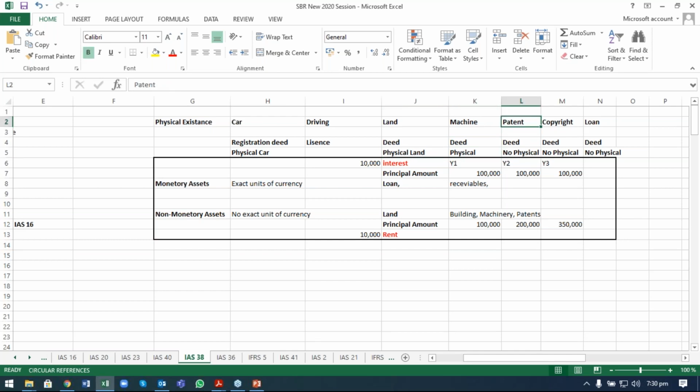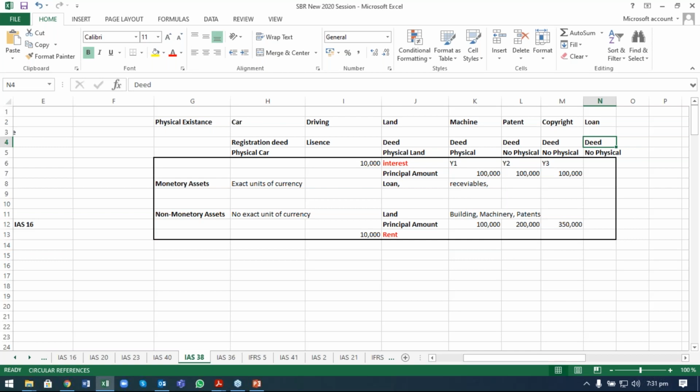But if I'm saying I have a patent and that patent is registered in my name and for that I have a deed, that patent doesn't have a physical existence. In the same way, a copyright. Again, a loan. Do you think a loan has a physical existence? No. A loan is just a legal document. It's a signed deed. I have signed it to someone else and I have said that yes, this is the loan I have acquired from you. So if anyone asks me where is the physical existence of the loan, I cannot explain where it is.